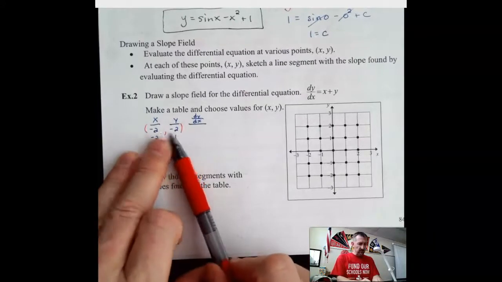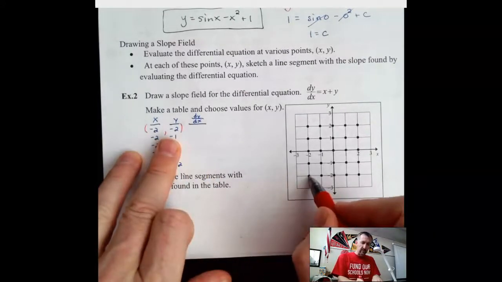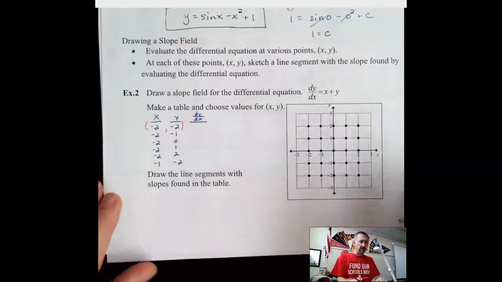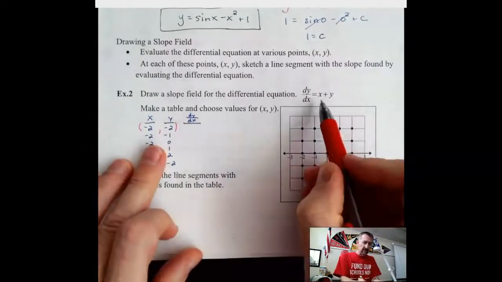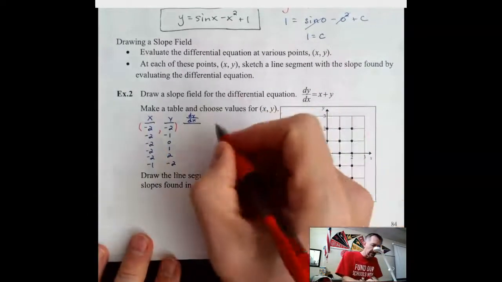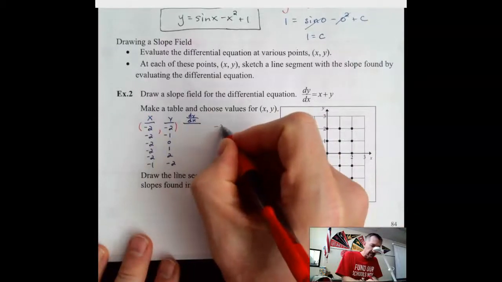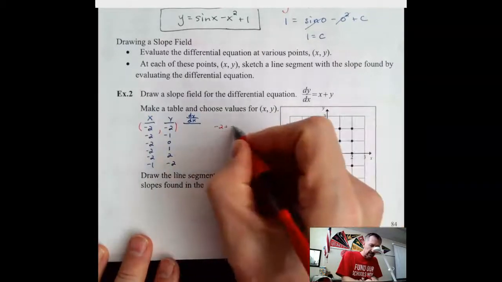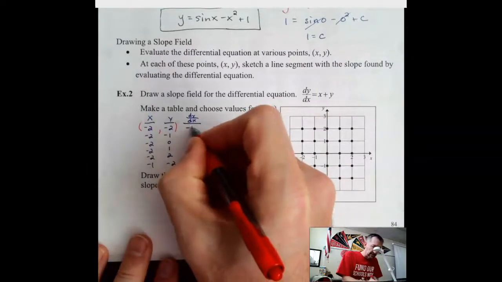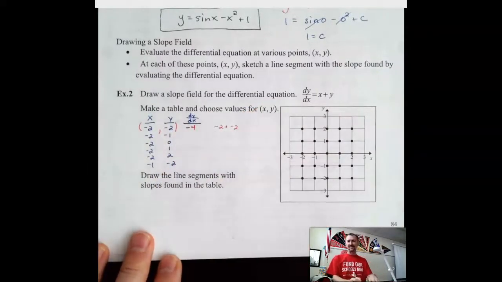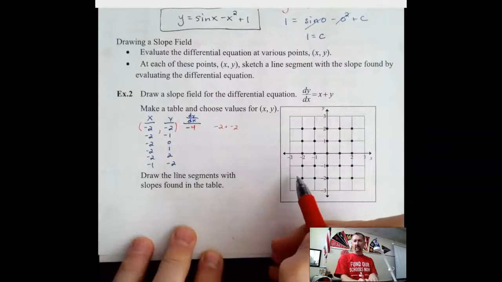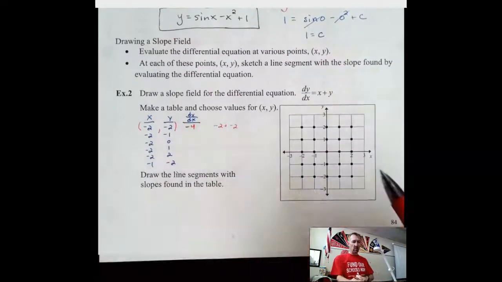So we're going to start at the point (-2, -2), which would be down here. And that's what we're looking at right now. Now, if we plug those values in here, that would be -2 plus -2. So that's going to be -4. So what that's telling us is at (-2, -2), the slope is -4.